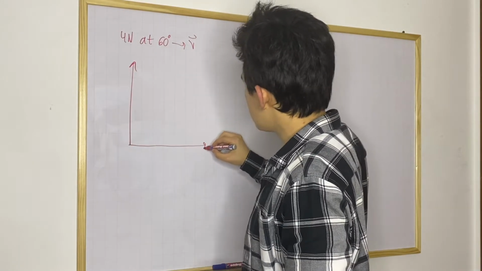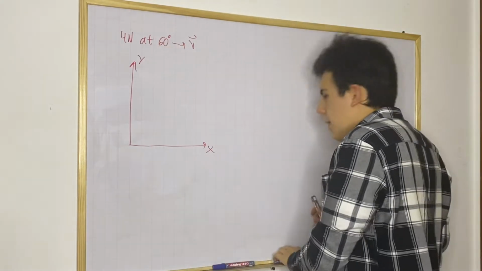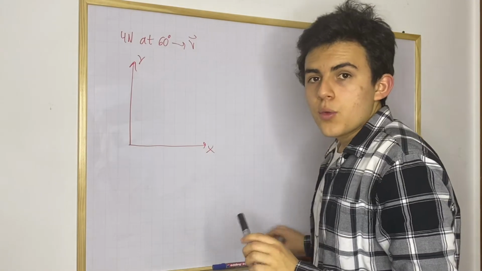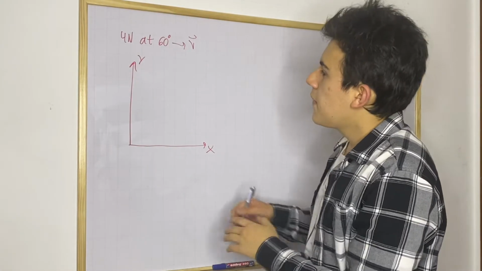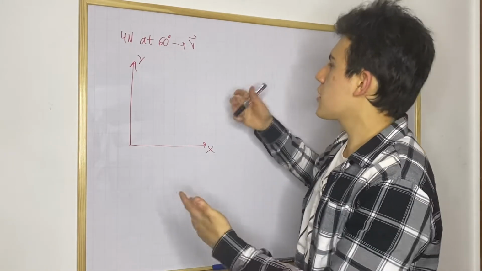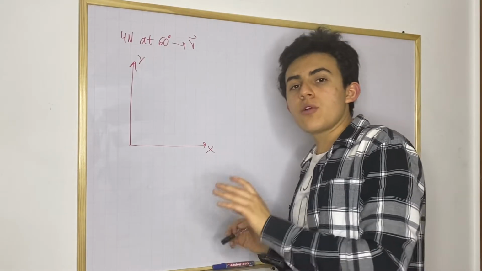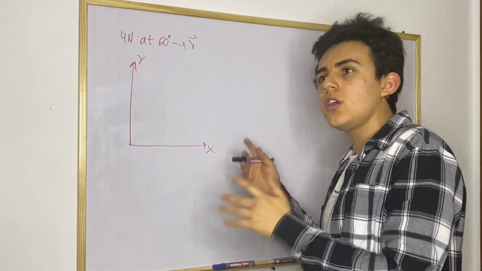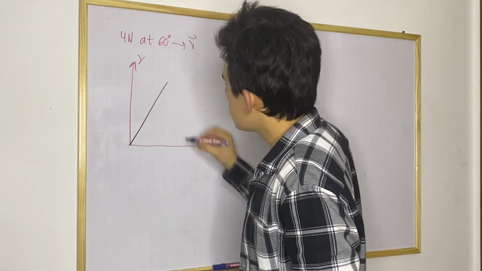We have this. These are just going to be our axes. This is x and this is y. Now, to draw a vector, you're going to draw a line that has a length of the magnitude of the vector. So for example, if we have a magnitude of 4 newtons, that means we're going to draw a line that is 4 units long, okay? So let's say something like this.